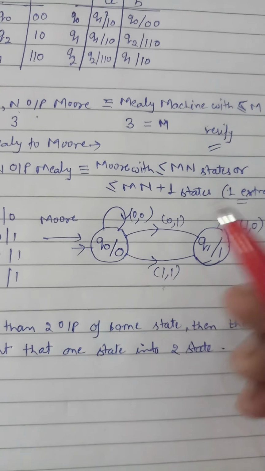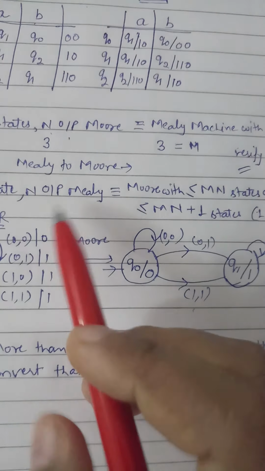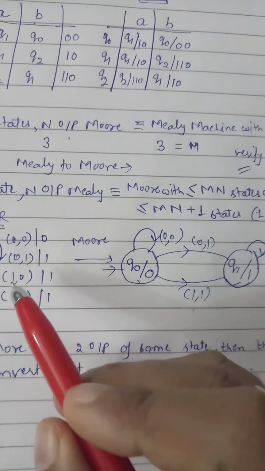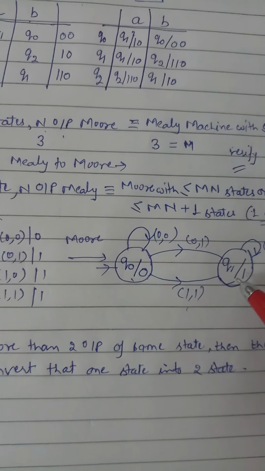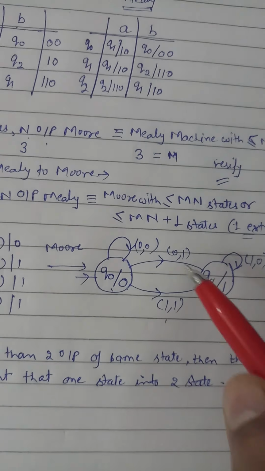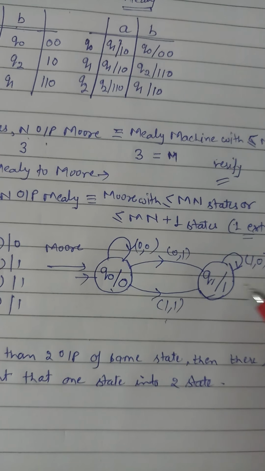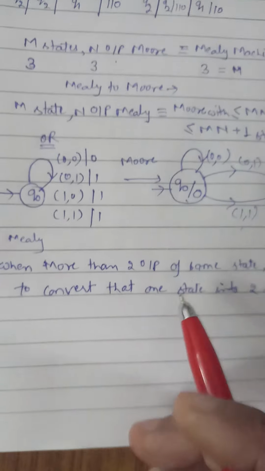Q0 with 0 output and Q1 with 1 output. So from here, if we have 0 0, then we are on Q0, and if we have 0 1, 1 0 or 1 1, then we are moving to Q1. For 0 1, 1 output, for 1 1, 1 output, and for 1 0, 1 output. So this is the Moore machine from the Mealy to Moore conversion.